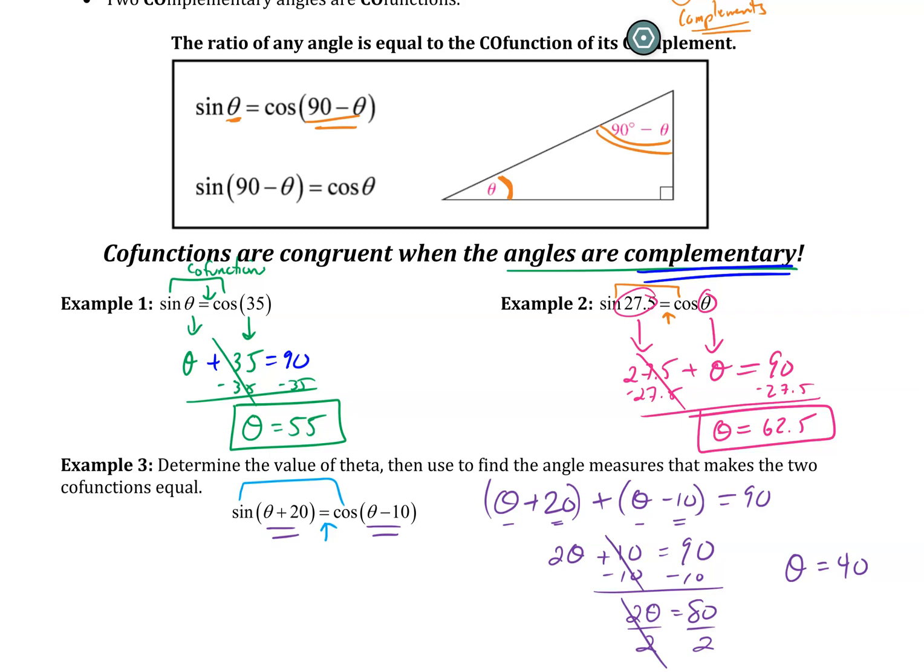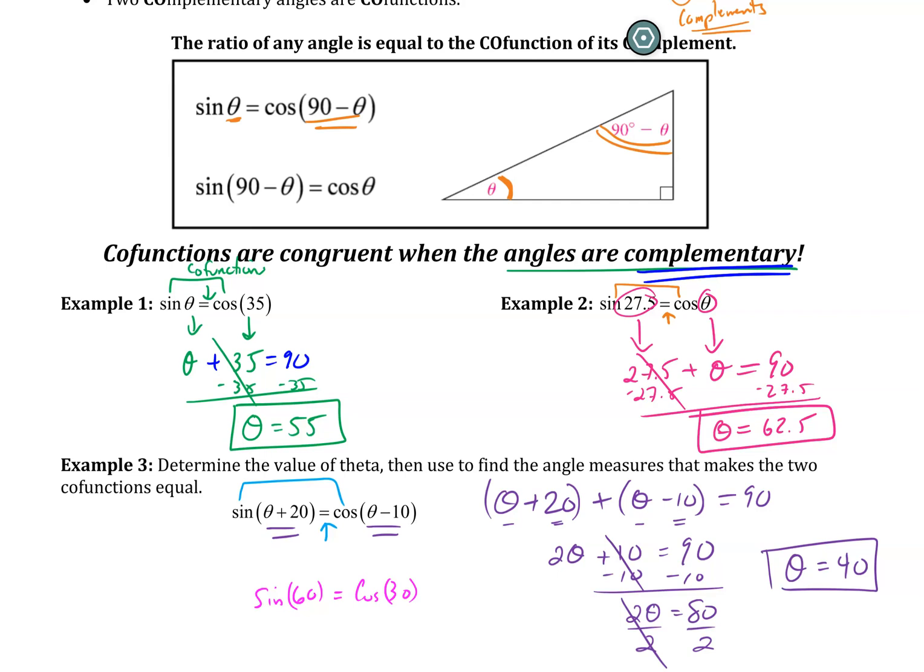Now the question could just simply say find theta or find the variable. Because again, I have theta here on these examples, but we could have x or a or some other variable. So that could just simply ask me to find out what theta or the variable is. Or it could ask me to go back in and figure out what the sine and cosine would have to be for these particular things to be equal. If that was the case, I would plug this in. I would get sine of 40 plus 20, which is 60, equal to cosine of 40 minus 10, that's 30. And again, you can check this in your calculator, and those two values would be equal to each other.